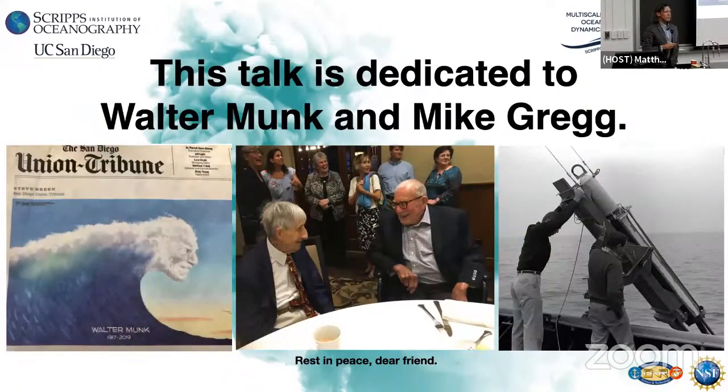And this talk is really dedicated to two huge mentors in my life. Walter Munk, of course, everybody's heard of Walter. He died at the age of 102 in 2019. He was actually a dear friend of mine. And that's Freeman Dyson, another famous physicist, sitting with him. And I snapped that photo. Actually, my wife snapped that photo.